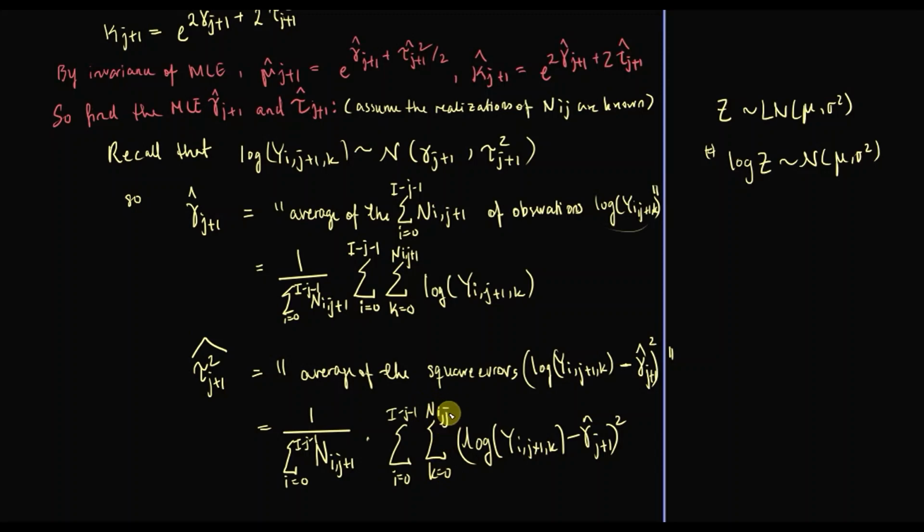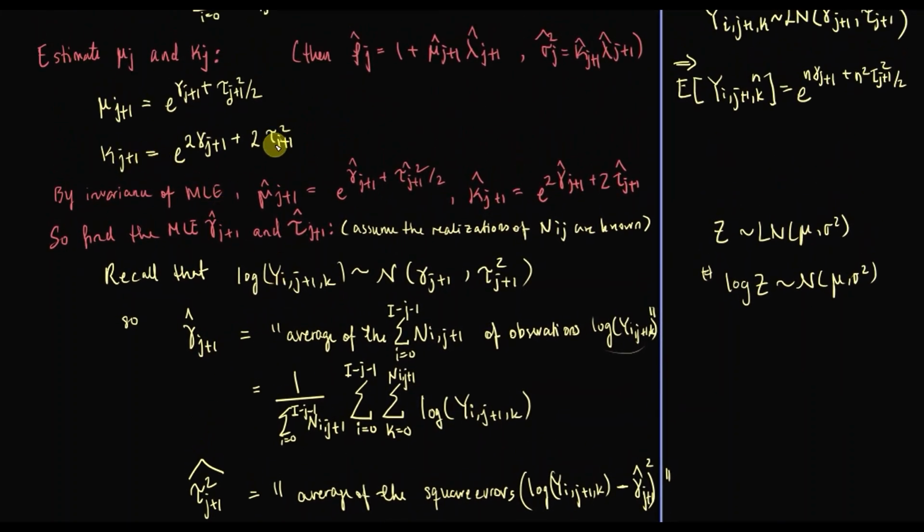And yeah, we now have MLEs for the parameters gamma and tau, which we can then plug into the expressions for the MLEs of mu and kappa, which we can then plug into these expressions up here.